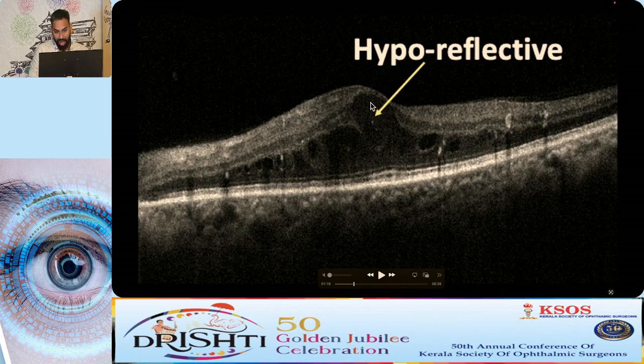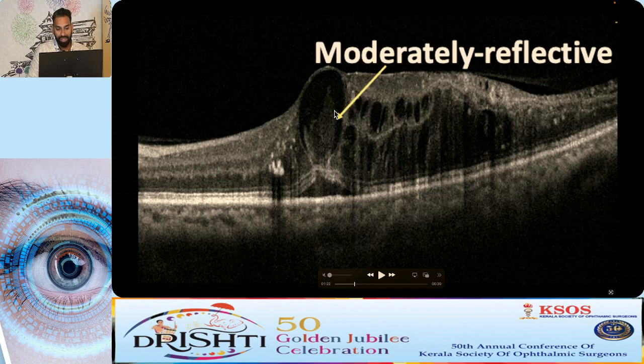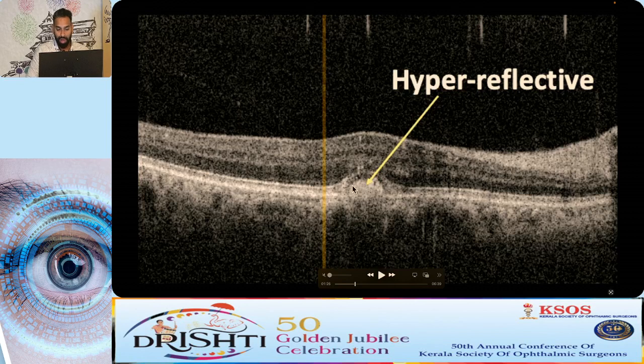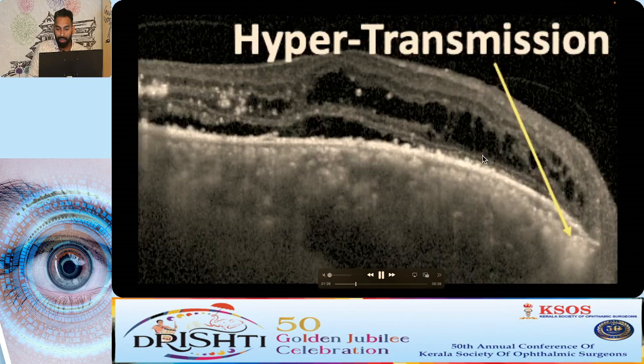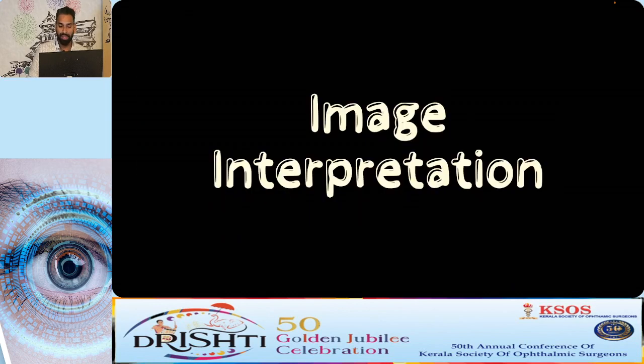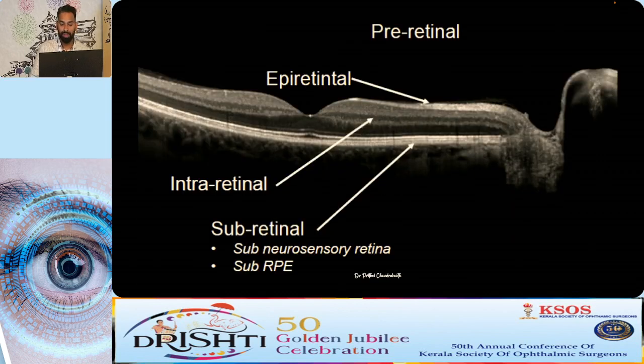These areas are hyporeflective areas. These are moderately hyperreflective. These are highly hyperreflective. And then we have areas of after shadowing, because a few of the lesions take up the hyperreflective signal and cause an after shadow. And then hypertransmission: wherever the retina is thin, there is more light going to the choroid, so we get hypertransmission. These things you need to know when you interpret an OCT.